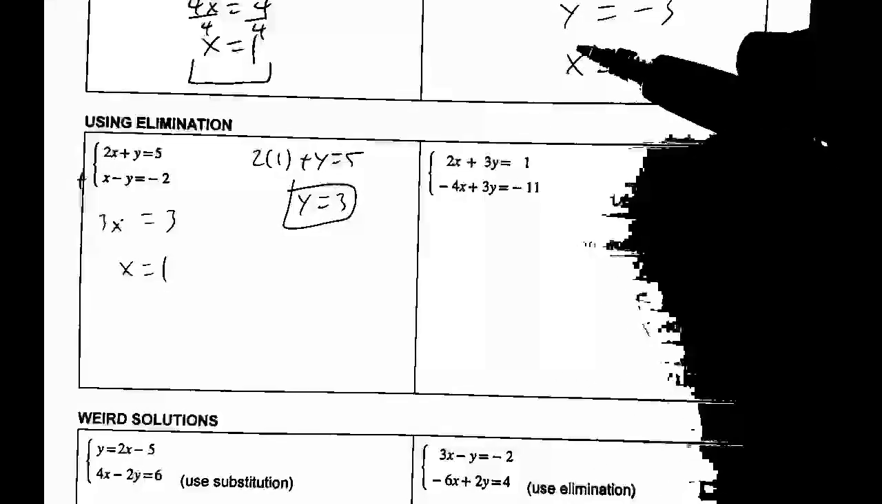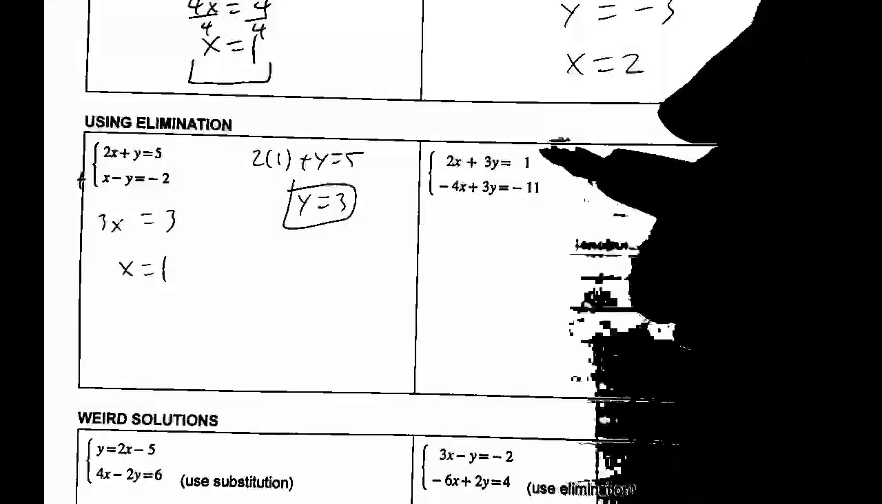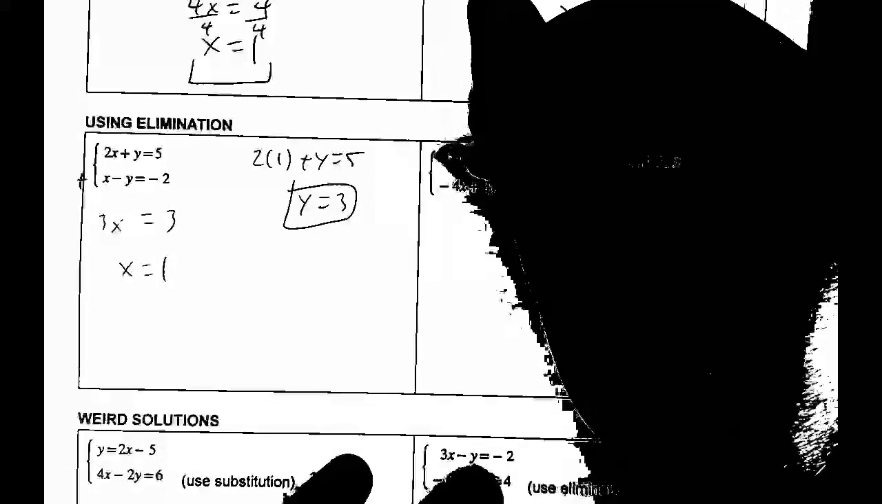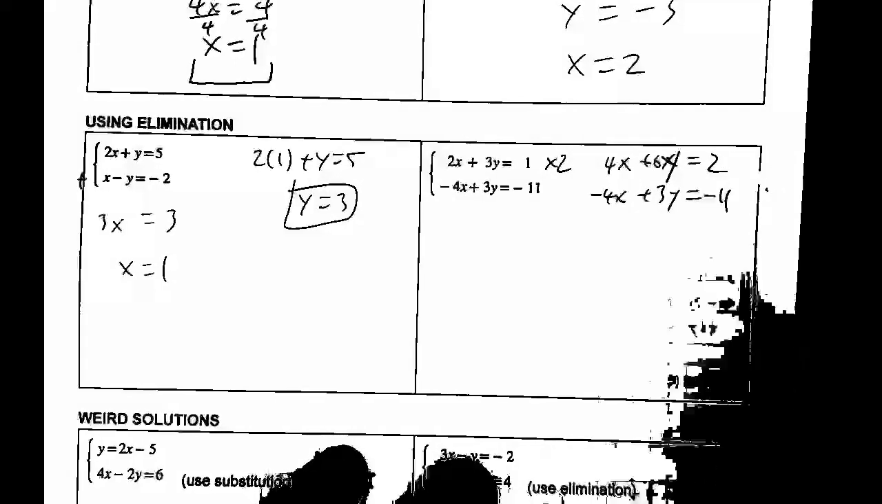Okay. Over here, same idea. But right now, they don't cancel if I add them. There are a number of things you can do, but what I'm going to choose to do here is just multiply the top by 2. So I'm going to get 4x plus 6y equals 2, and then -4x plus 3y, that should be a 6y here, equals -11, and then I'm going to add straight down. So I multiply the top by 2, everything by 2, and then add straight down.